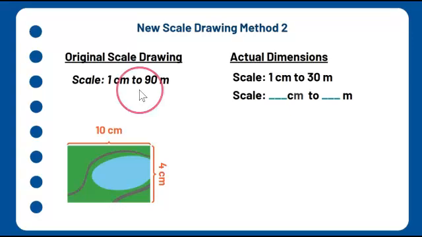That means each length in the new scale drawing should be 3 times as long as it was in the original drawing. In the new scale drawing, 10 times 3 is 30 centimeters. 4 times 3 is 12 centimeters. The new scale drawing should be 30 centimeters by 12 centimeters because 3 times 10 is 30 and 3 times 4 is 12. Our new drawing would have sides of 30 centimeters and 12 centimeters.